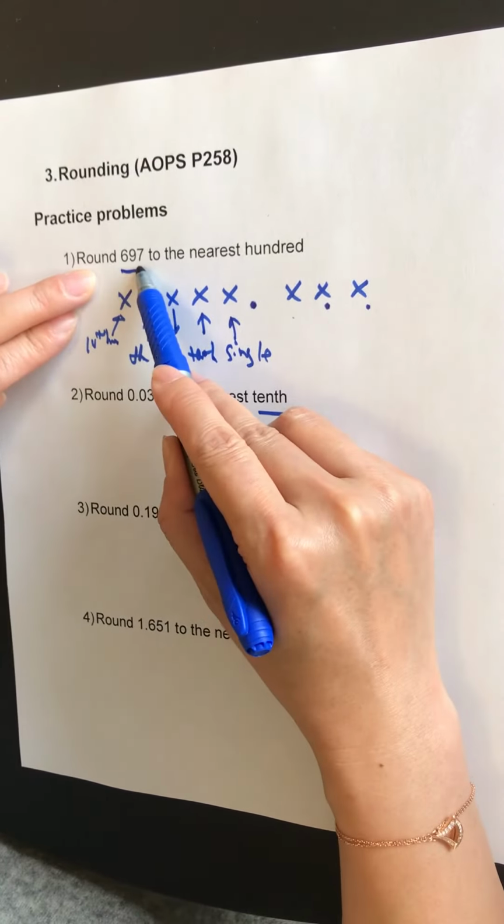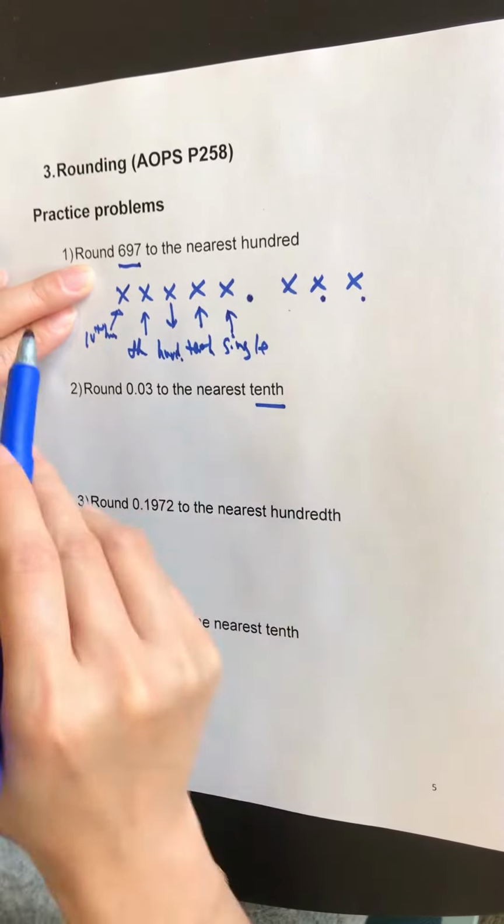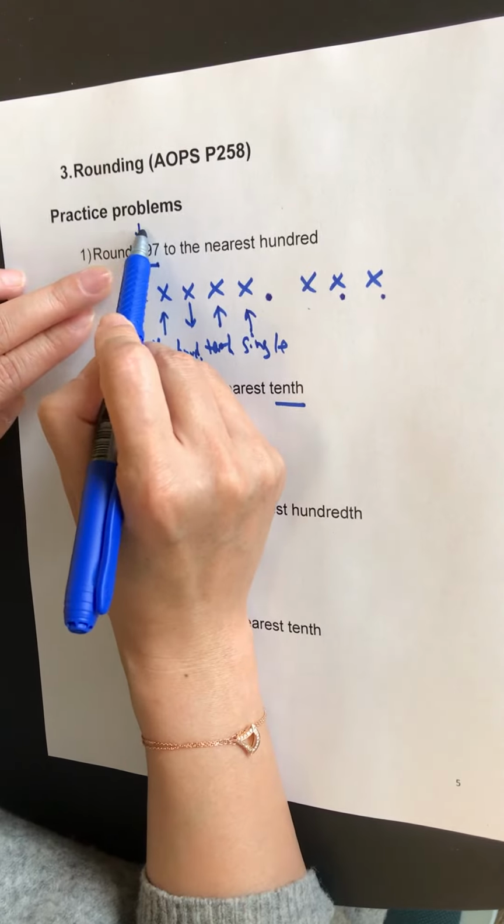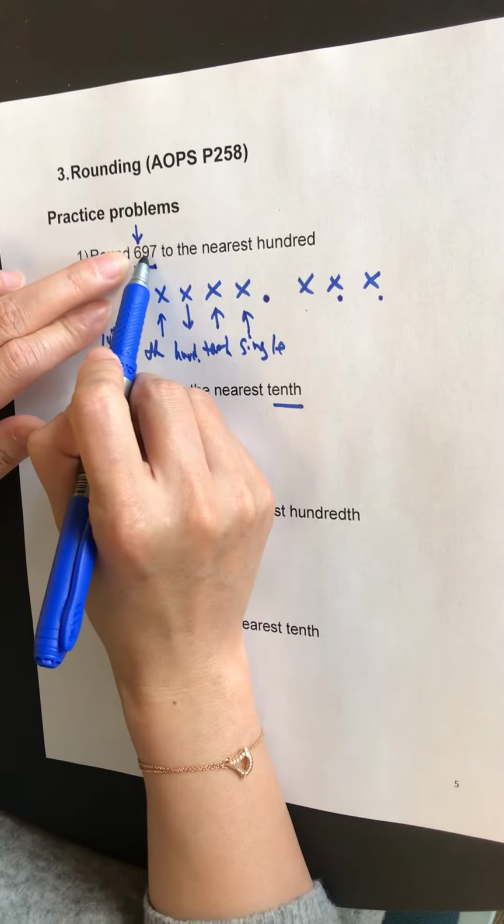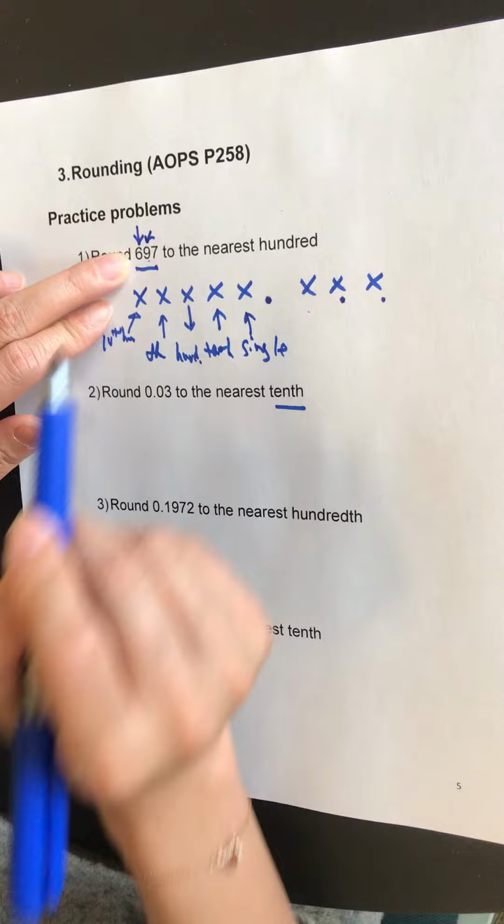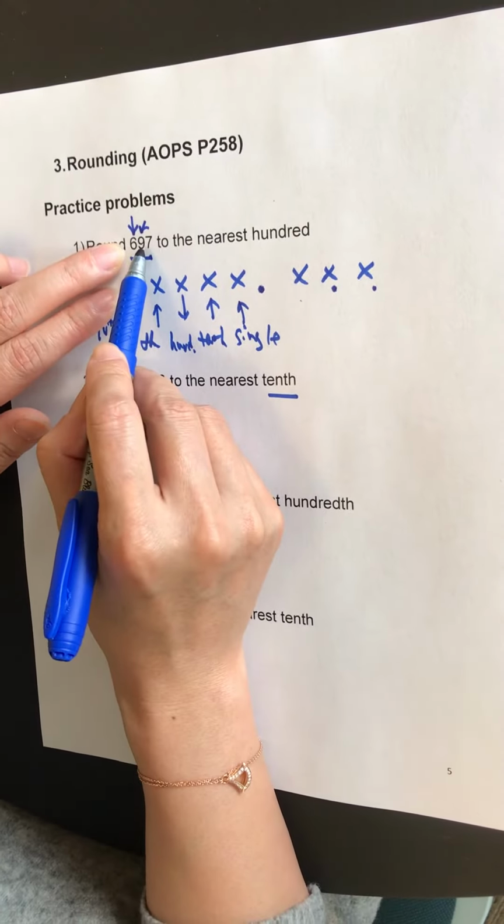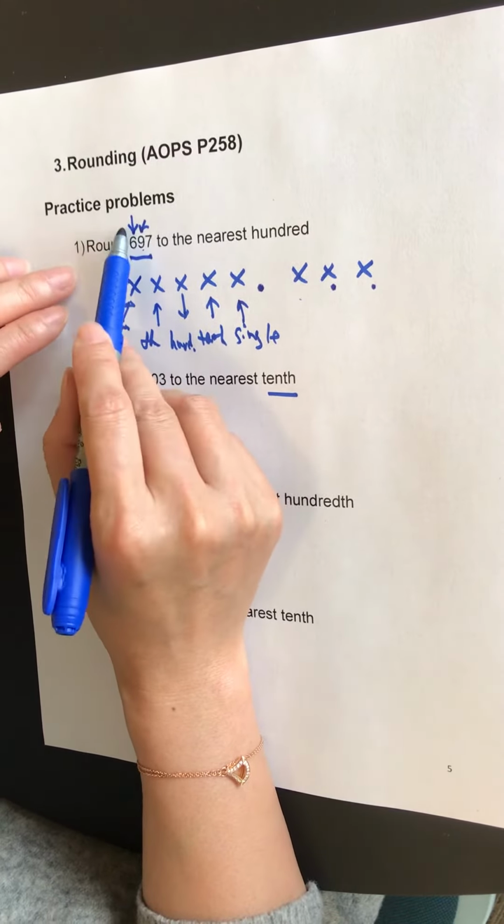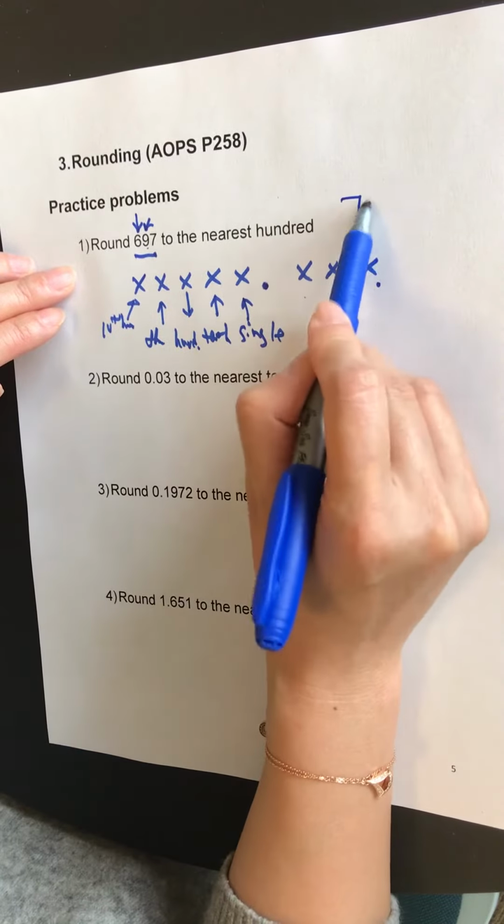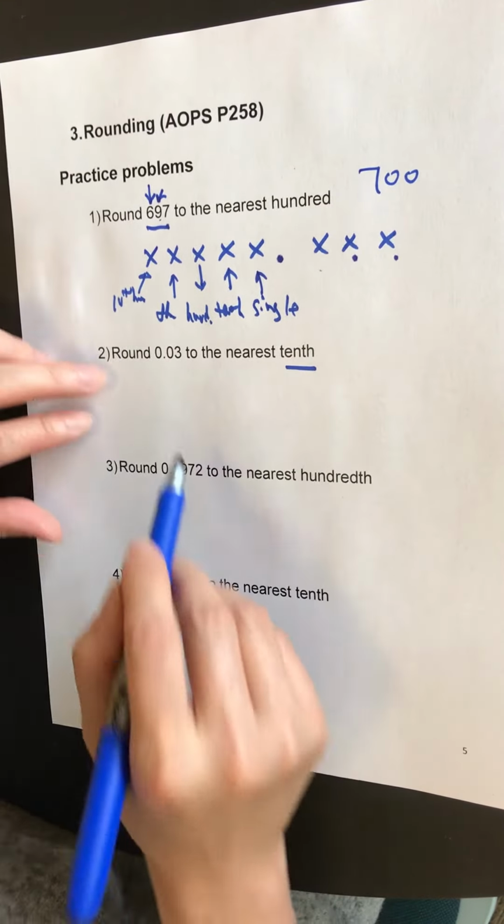For example, 697 to the nearest hundred. You want to round stuff to the hundredths place, so you have to look for the number right after it. So that's 9. 9 is bigger than 5, so you got to have one carry over. So this would be 700.